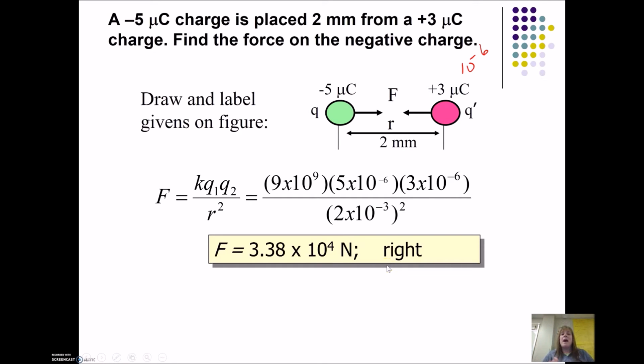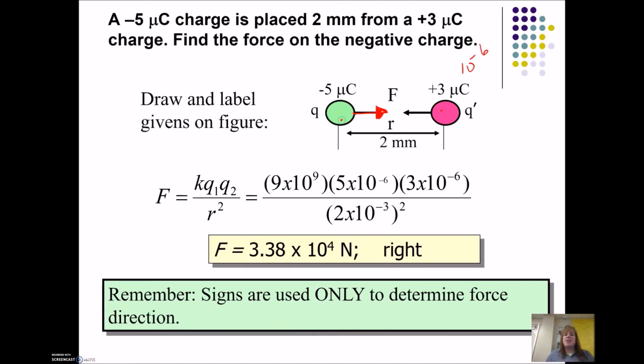And the force that the positive charge exerts on the negative charge is in this direction, so it's to the right. That's the force this charge exerts on that charge. Remember, only use the sign of the charge to determine the force direction. Never use it in the calculation.